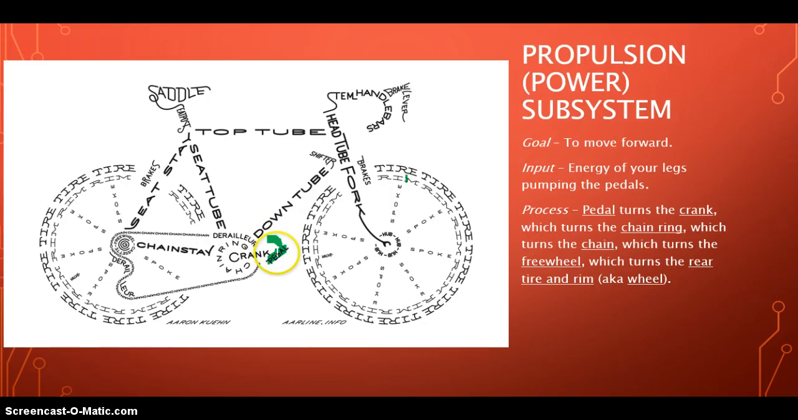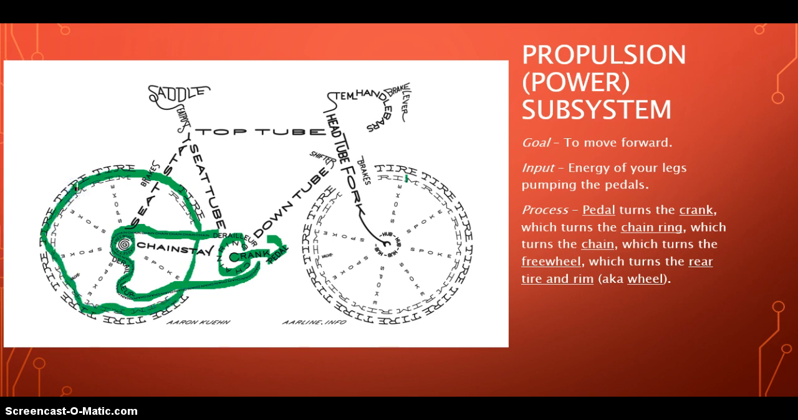When we push down on the pedal, it turns the crank, which in turn turns the chain ring, which in turn moves the chain. So here's our chain, and I'm using my mouse, so this is really awkward. It's not as smooth as I want it to be, but I think you get the idea. And then when that happens, the chain turns this freewheel, and that's what's located here. Okay? And that in turn makes the tire and the rim, which make up the wheel, turn. That is one heck of a wheel.